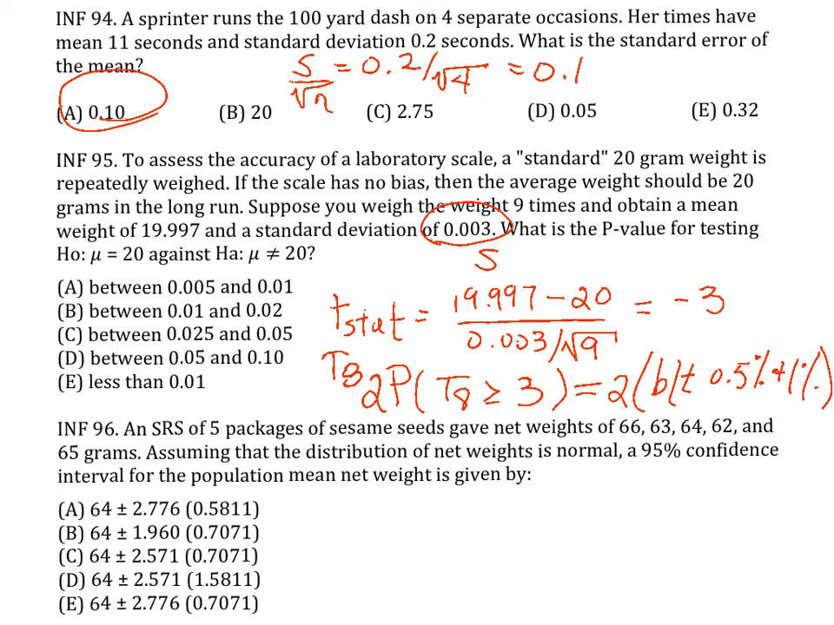Okay, if you look at the table, the 8th row, 3 falls between 2.896 and 3.355. So that's between 0.5% and 1%. But now I have to multiply those by 2 to get my real answer. So the answer is between 1% and 2%. So the answer has to be B.